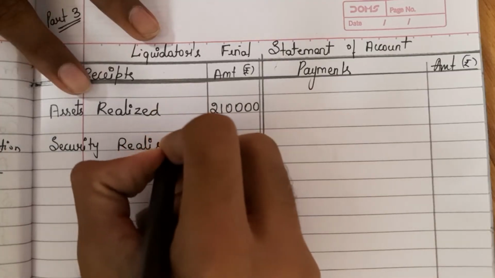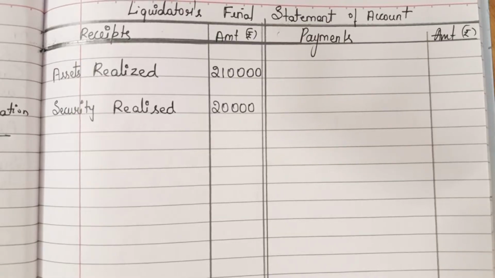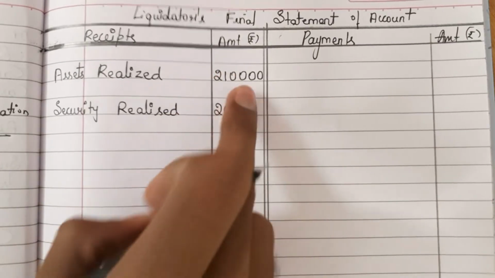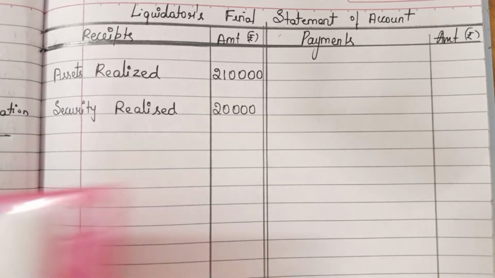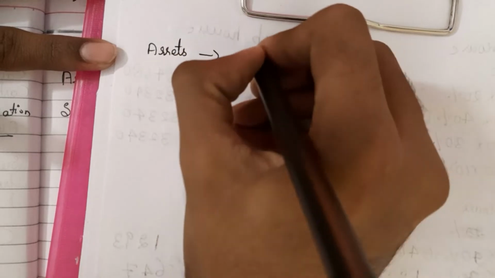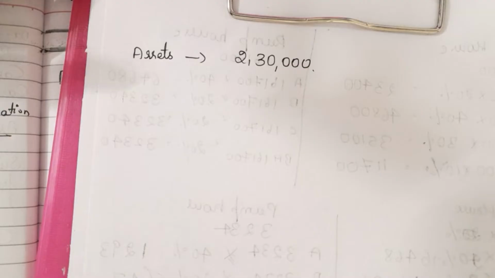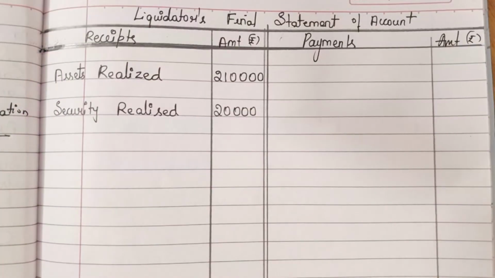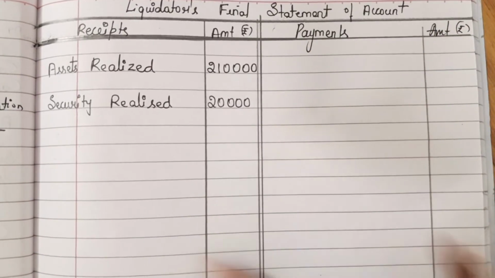When taking the loan, you would have pledged an asset worth this 20,000, so we show it here. Total, how much do you have: 2,10,000 plus 20,000, it is 2,30,000. Now see here, total assets you are having are 2,30,000. This is the working note I am making so that it will be easy for you to understand.